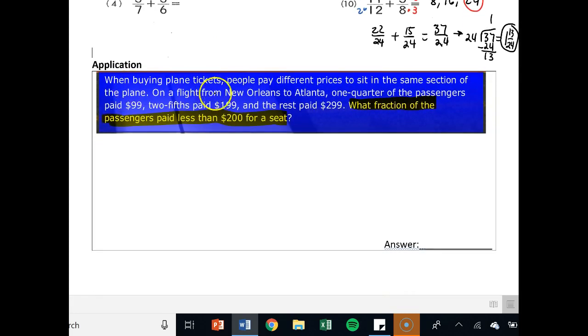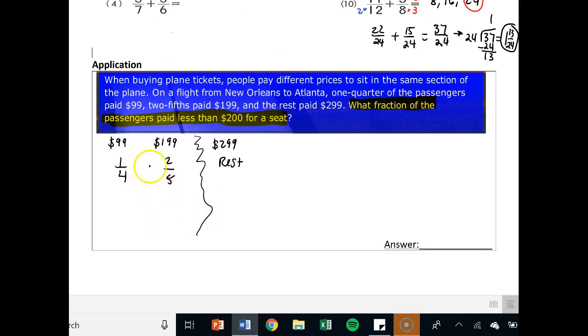So last one, it says, when buying plane tickets, people pay different prices to sit in the same section of the plane. On a flight from New Orleans to Atlanta, 1/4 of the passengers pay $99. So $99 section, that's 1/4 of the people. 2/5 paid $199, so the $199 section is 2/5. And the rest paid $299, so $299 is the rest, right? Who knows what fraction that is? What fraction of the passengers paid less than $200? So if I'm taking a look here, less than $200, that section is right there.